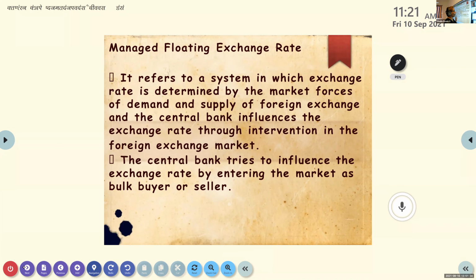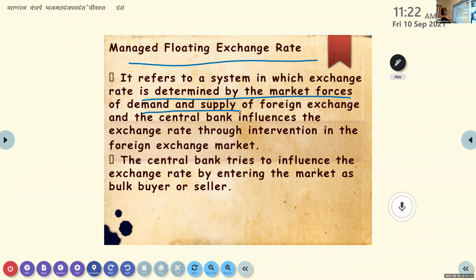What do we call this method? What is the term we are using? Managed floating exchange rate. So the government or the central bank is managing here. Because of that reason, we call it a managed floating exchange rate. It is a system in which the exchange rate is determined by the market forces.